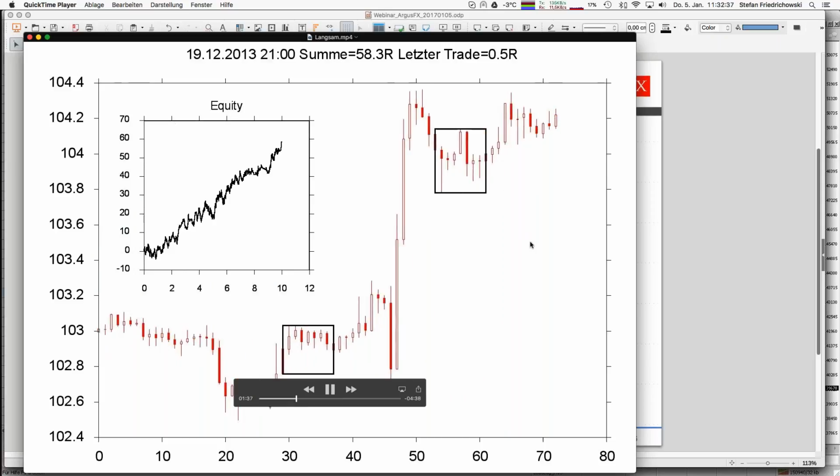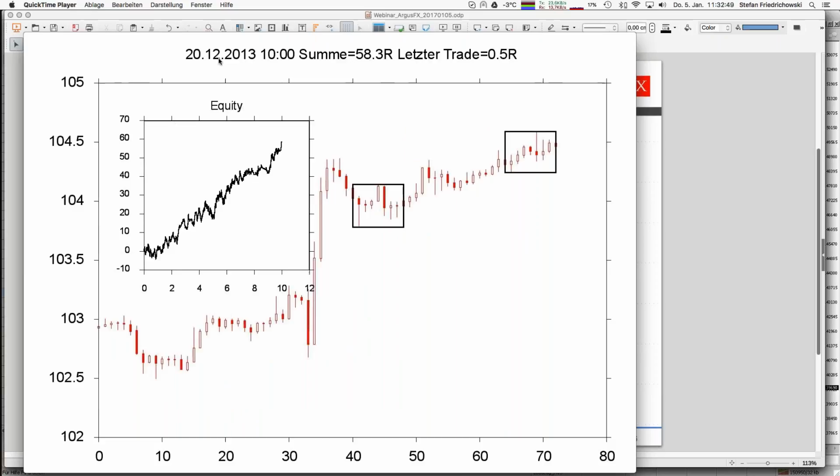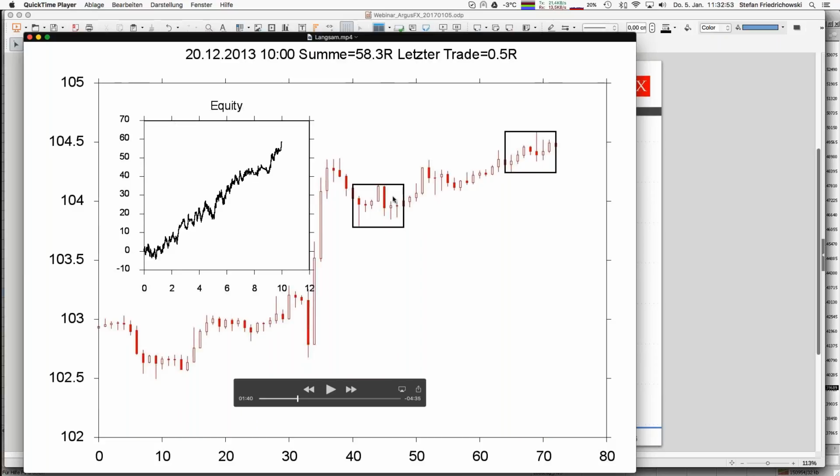But now, I stop once again, look for the date. We are around Christmas, and around Christmas, in most cases, the markets slow down, and therefore it's not untypical that we don't have huge ranges within those dates.